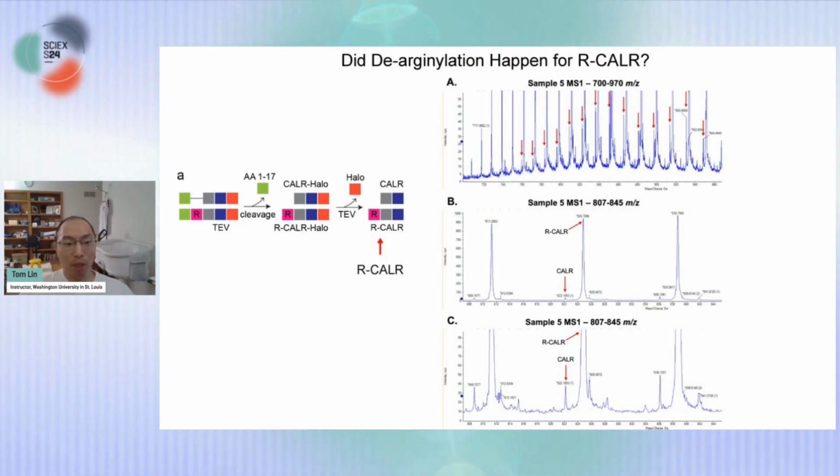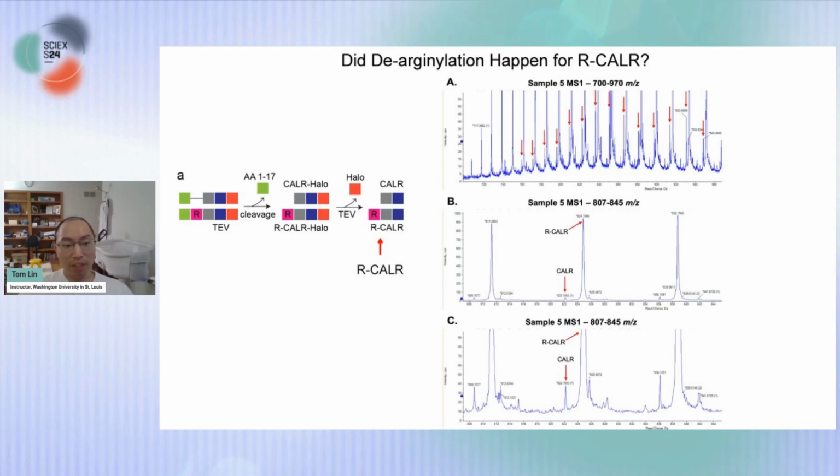One thing that I want to point out is that the arginylation level in sample 5 is supposed to be 100%. However, it is only showing 96%. We looked into the MS1 spectra and clearly saw the unmodified form of the calreticulin, which showed us at almost every charge state.